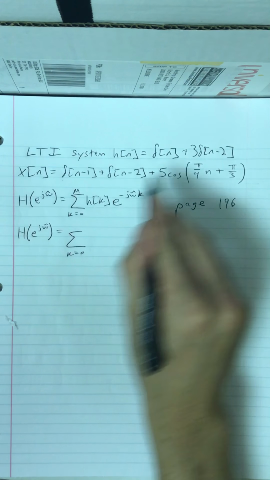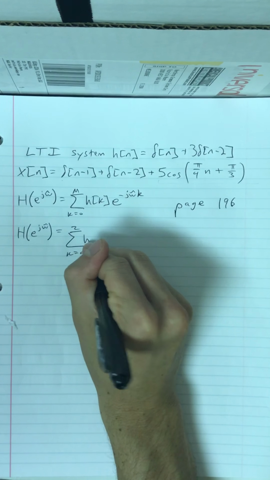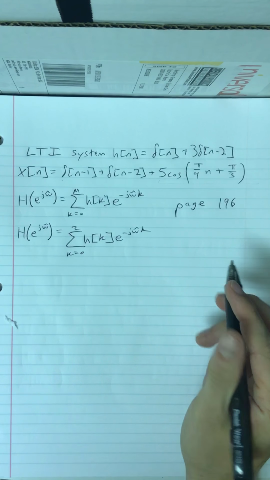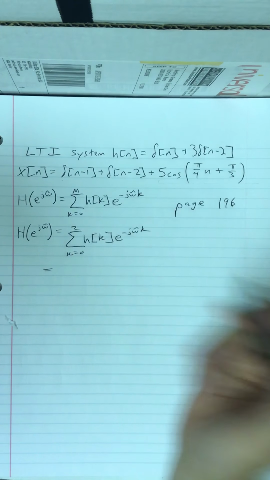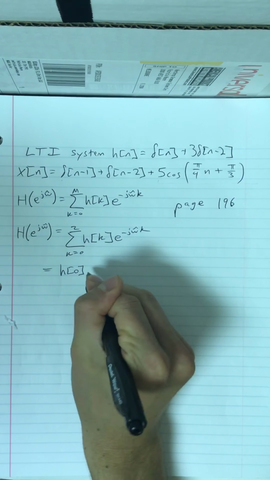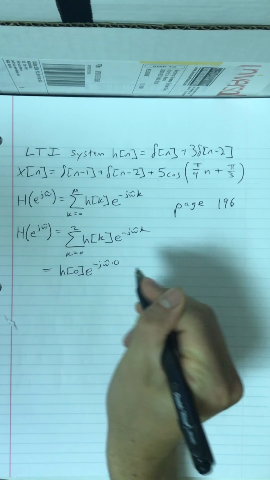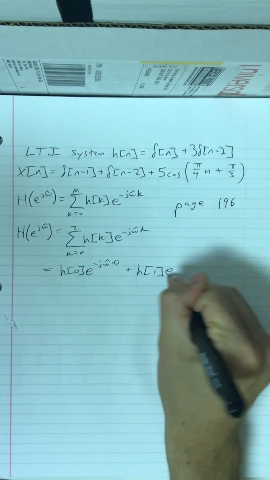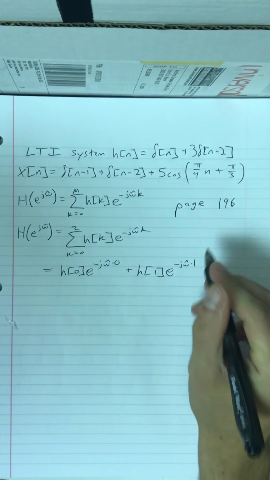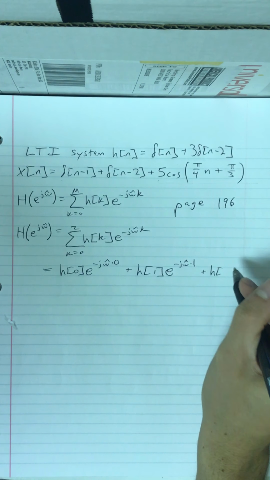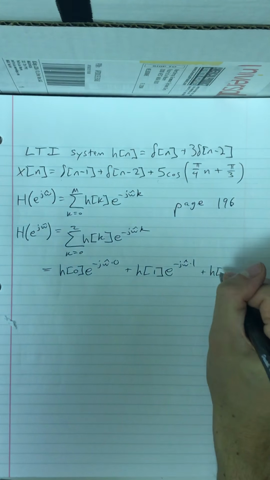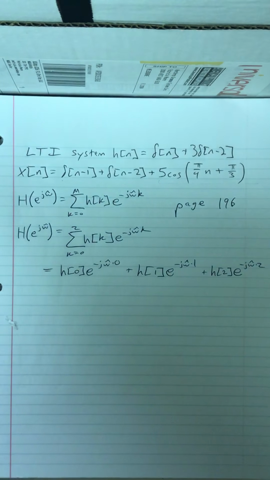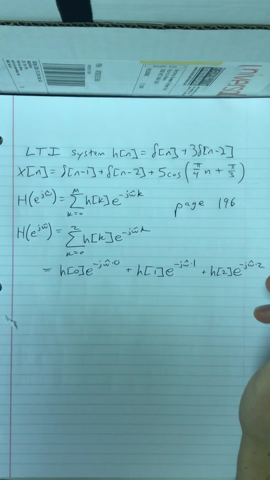Order M is 2 here. h of k. All right, so let's go ahead and expand this sum. k starts at 0, times e to the 0. Okay, next k is going to be a 1 times e to the 1. Last k is a 2. I might run out of room. e times a 2 there. Okay, yeah, you can see that.